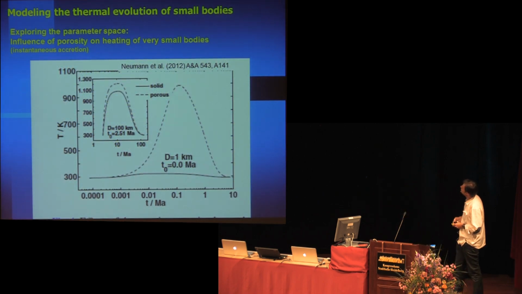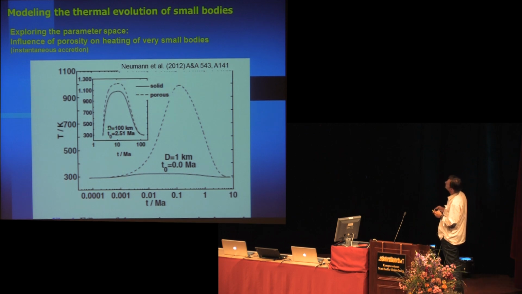Okay, porosity is particularly important for small bodies. If you have a body of the size 100 kilometers, then you see here for planetesimals formed 2.5 million years after CAI for instantaneous accretion, you have a time-temperature curve in the center.